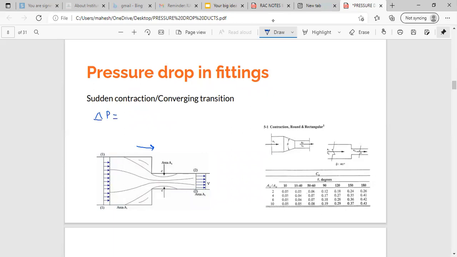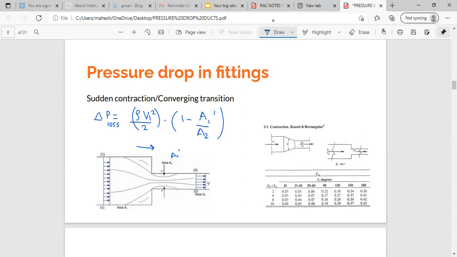So delta P loss because of the sudden contraction is again expressed in the form of the velocity head into the geometry parameter, into 1 minus A1' upon A2, suppose this is your A1'. If I call this A1', so A1' upon A2.